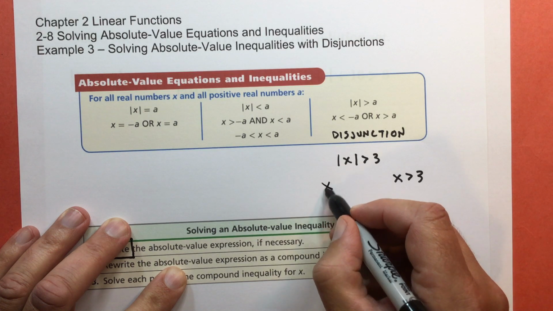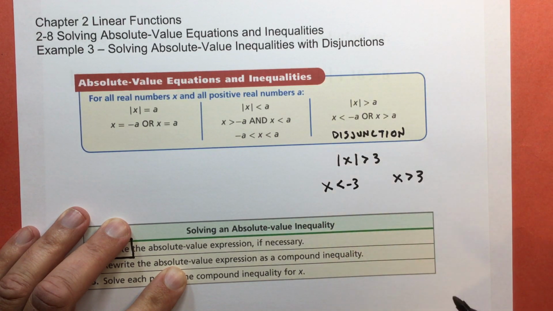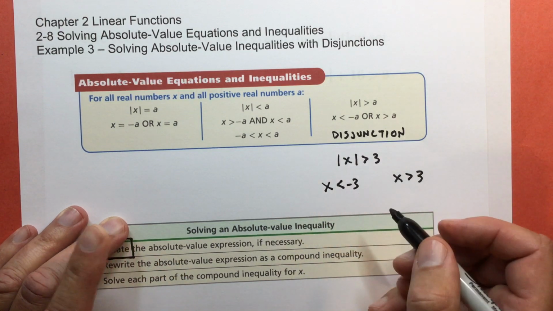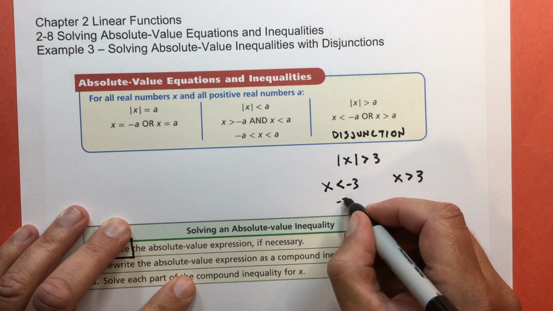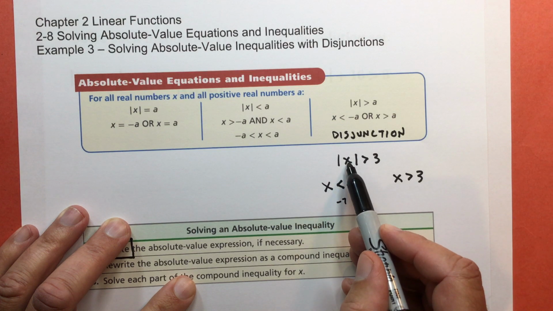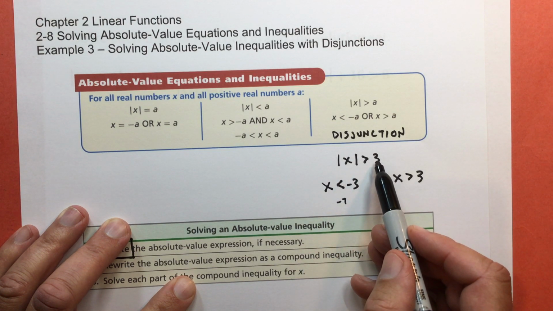I could also have x is less than the opposite of 3. Now think about it. What numbers are less than negative 3? There's a whole bunch of them with decimals and everything like that, but I'll just pick one, like negative 7. The absolute value of negative 7 is positive 7, and positive 7 is greater than 3.